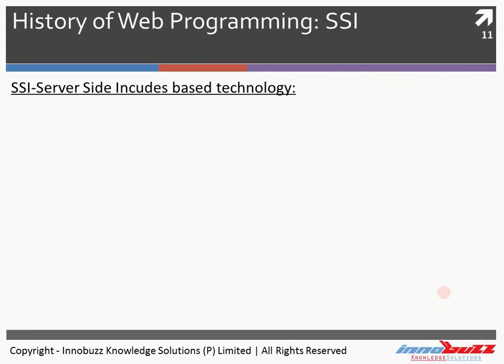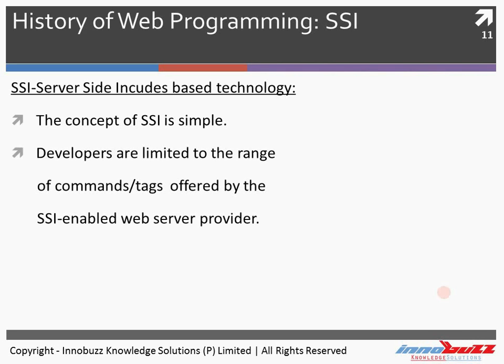Due to all these disadvantages, next came the server-side includes based technology, which is called SSI. The concept of SSI is simple. An application developer codes special tags into an HTML document. And this was all about server-side includes. Those special tags are understood by the web server and can be translated on the fly by the server as an HTML document passes through on its way to the browser. The developers are limited to the range of commands or tags offered by the SSI-enabled web server provider. This was a drawback.